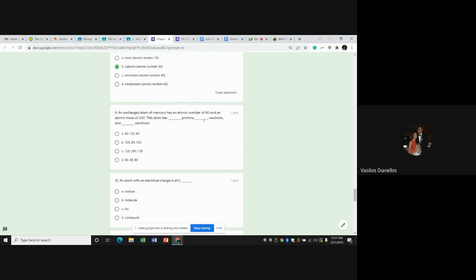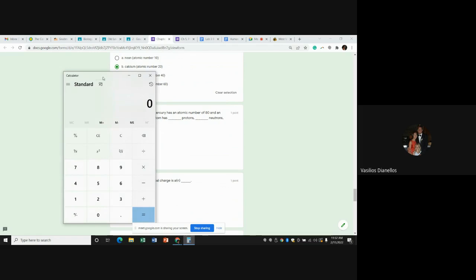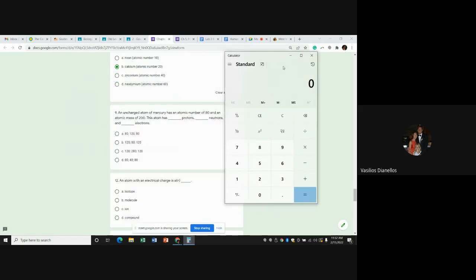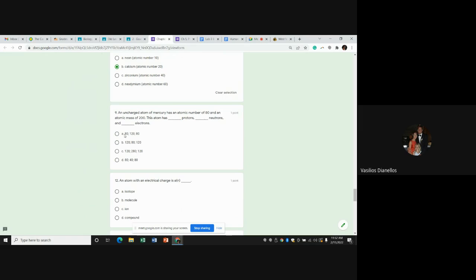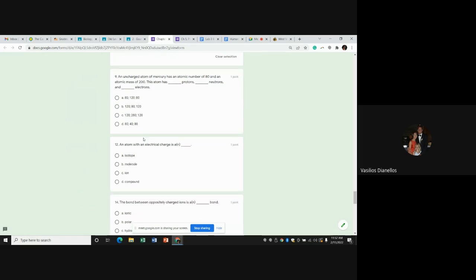So then we need to figure out how many neutrons it has. Well, let's pull up the calculator. The atomic mass is the number of protons plus the number of neutrons, right? We know it has 80 protons. So if the atomic mass is 200, let's subtract 80 because that's the number of protons, and that tells us how many neutrons are left. So 120. So the answer is A: 80 protons, 120 neutrons, 80 electrons. And yes, you might have a question like that on the exam. Obviously, it's not going to be mercury. It'll be a different element with different numbers.